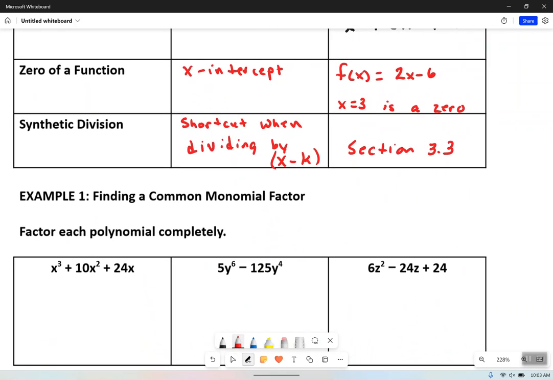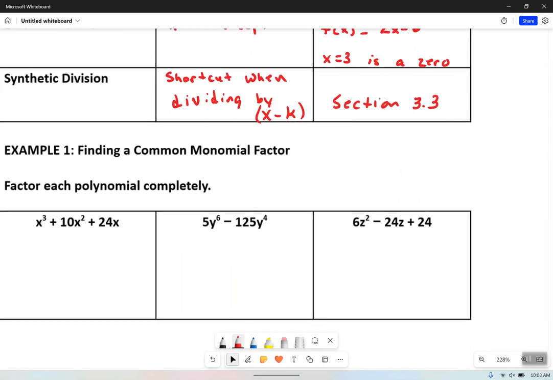Guys, vocab-wise, do you have everything down here? Okay. I'm going to run through one problem here quickly, and then I'm going to get you the rest of the notes on example 1 here.